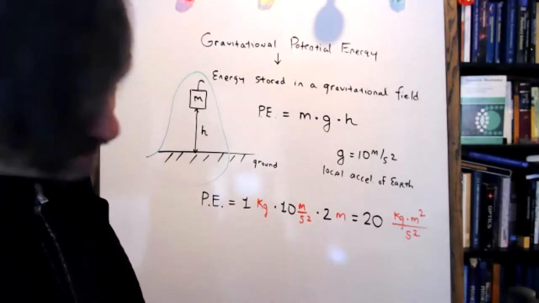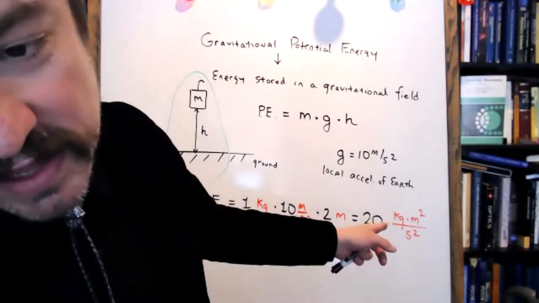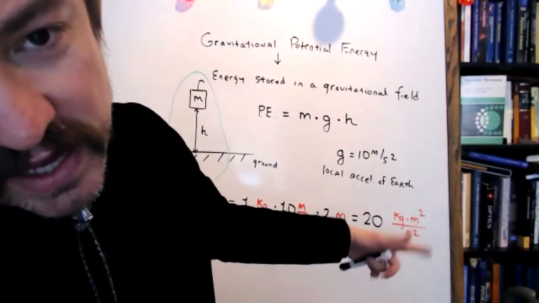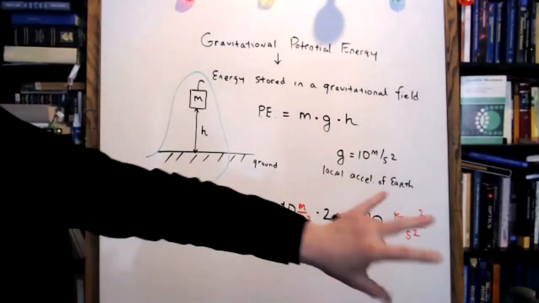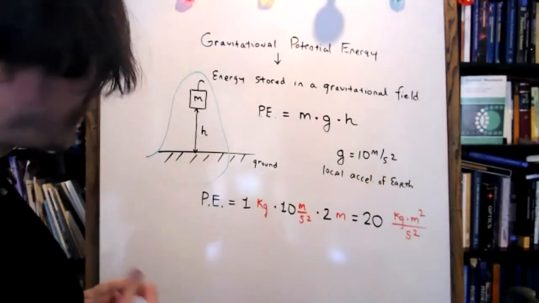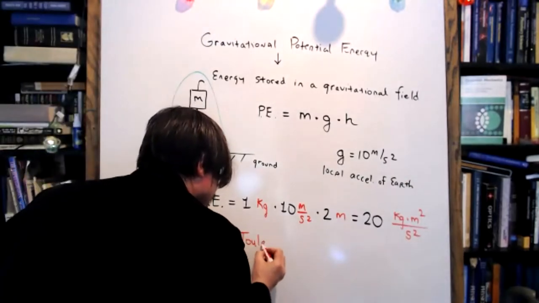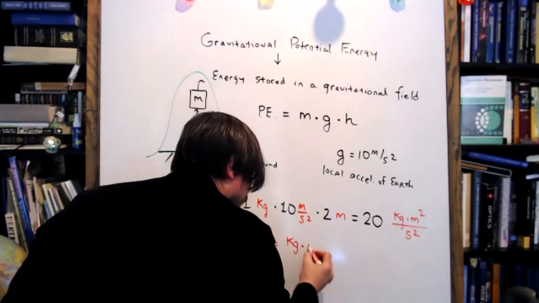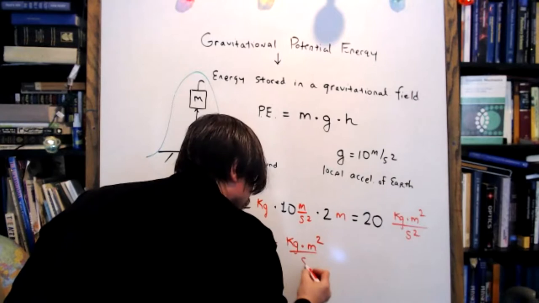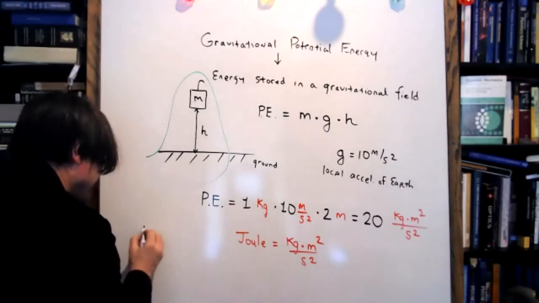Now, as Andrew just hinted, it gets annoying to constantly say kilogram meters squared per second squared. It's kind of a mouthful. So what we do is we invent a new unit to put all of this into a box. And we call that unit the joule. The joule is equivalent to a kilogram meters squared per second squared. And that means you can think of the joule as basically the MKS unit of energy.